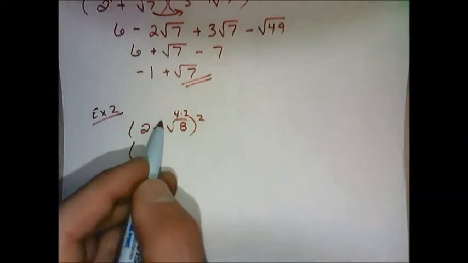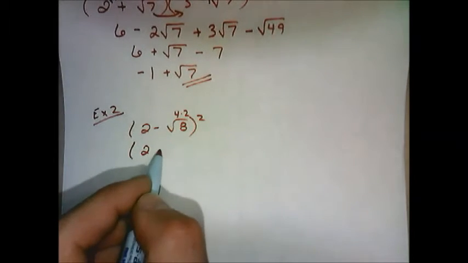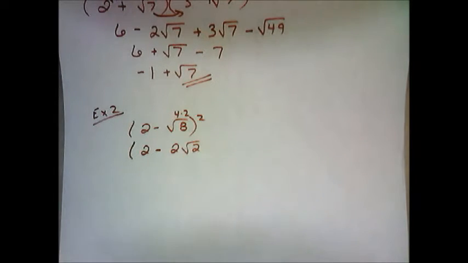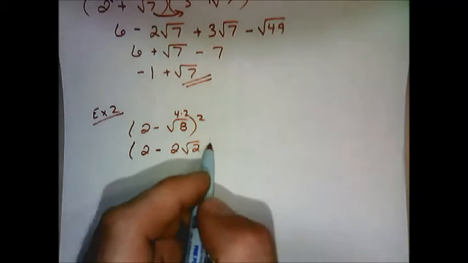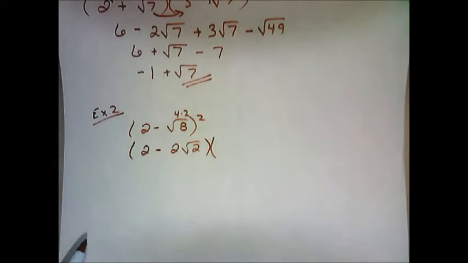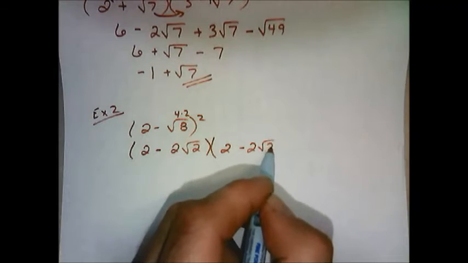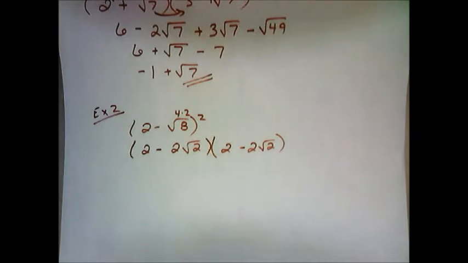Remember, 8 is 4 times 2. So we take the square root of 4 and bring it out. So we have 2 minus 2 square root of 2. And this is to the second. A lot of 2's in there, isn't there? But remember that second just means that we have a second one. So we have 2 minus 2 radical 2 again. And we just doubled the number of 2's that we had.